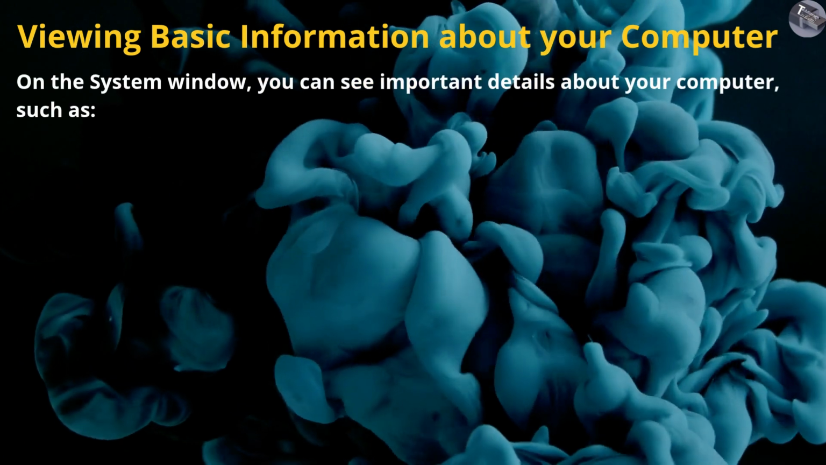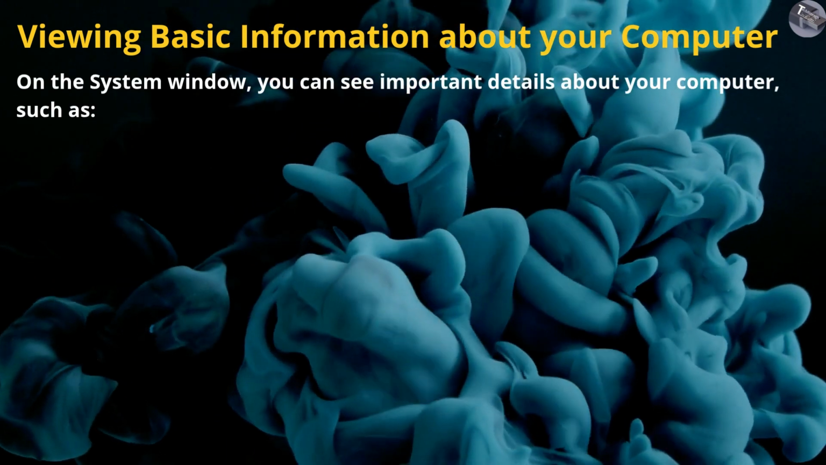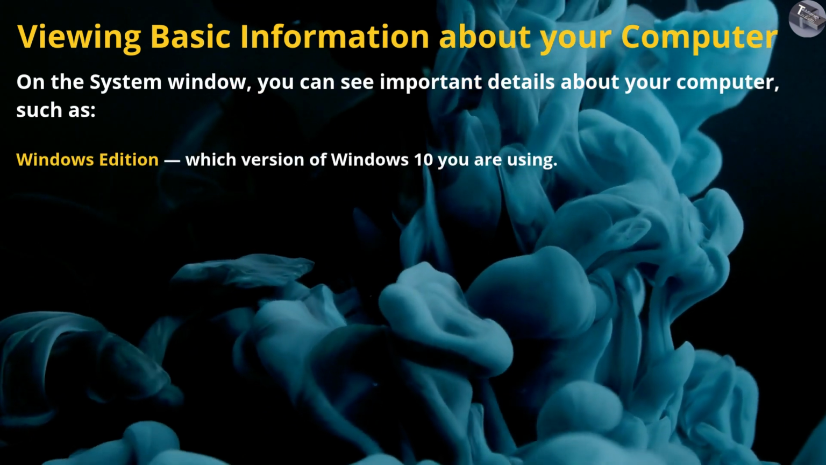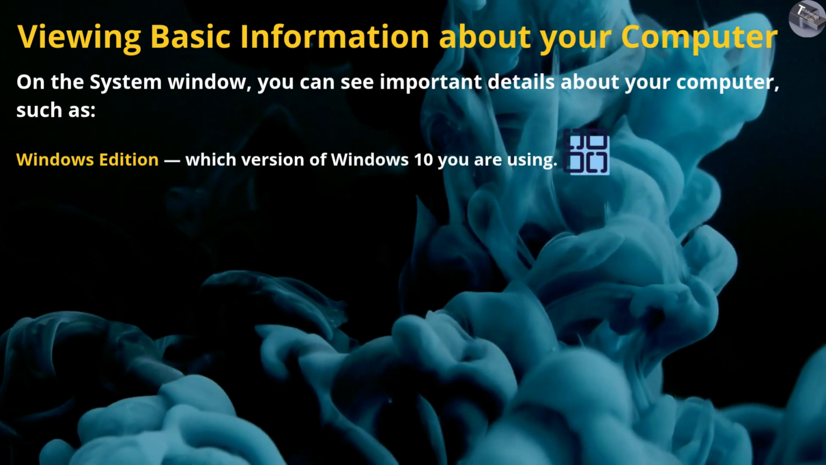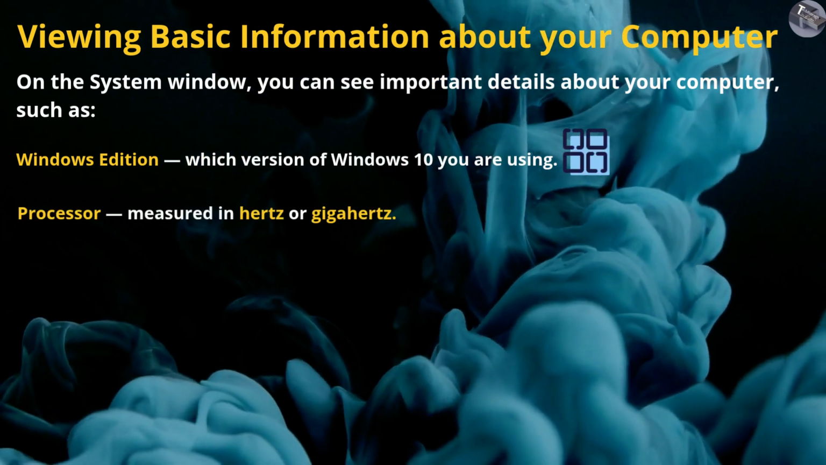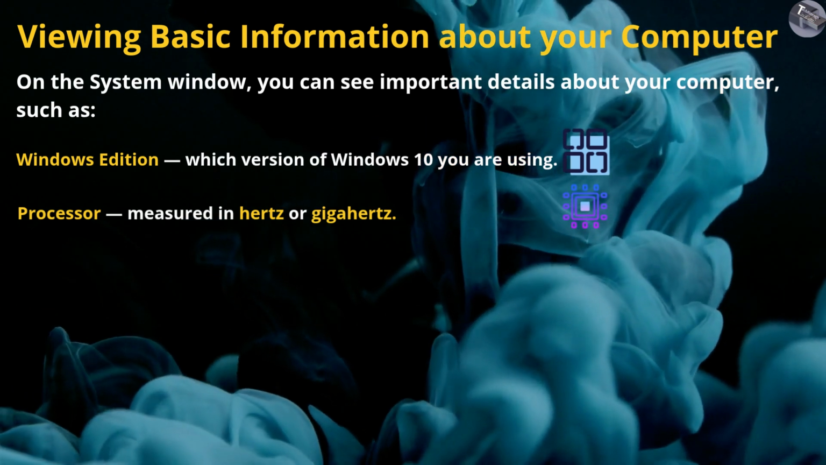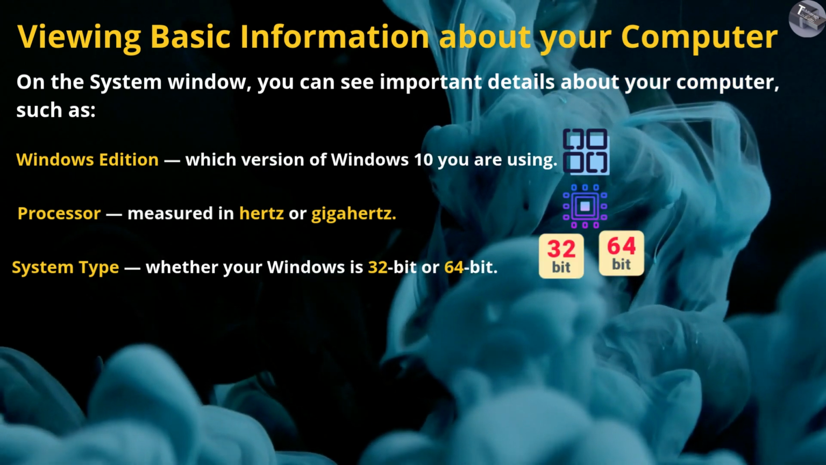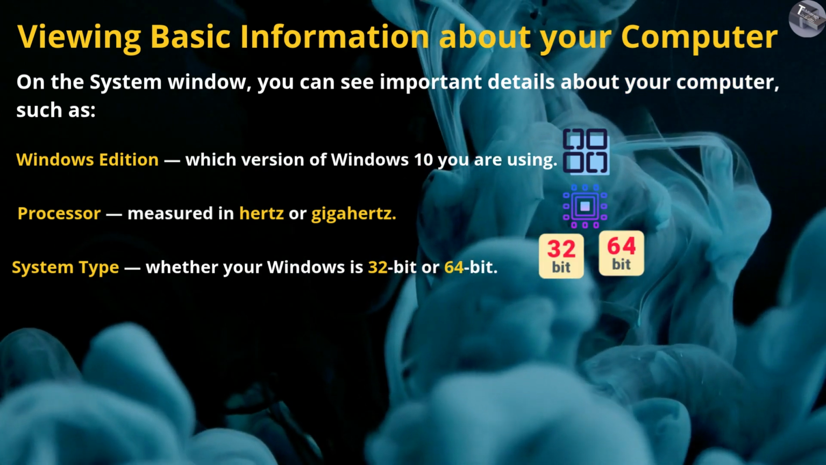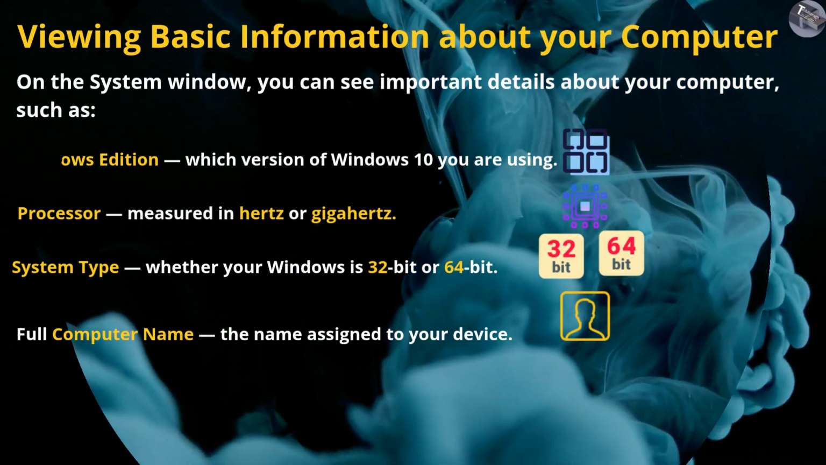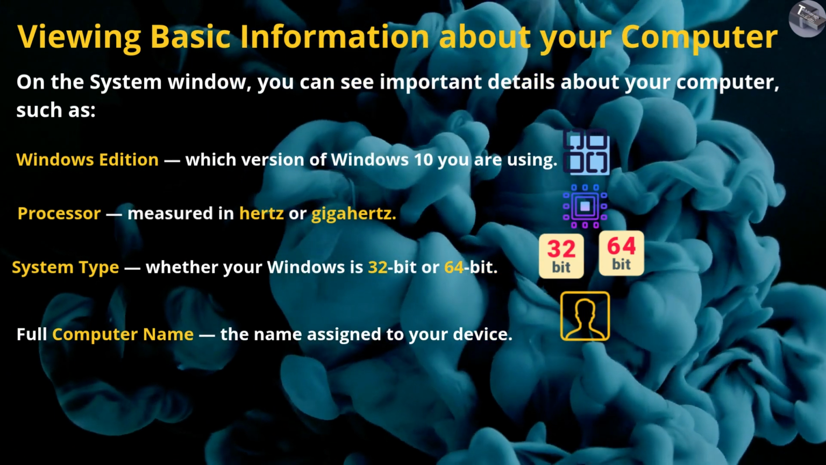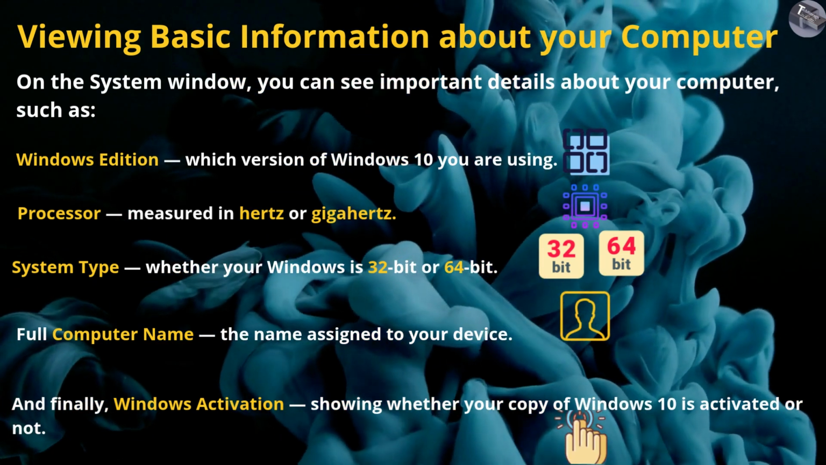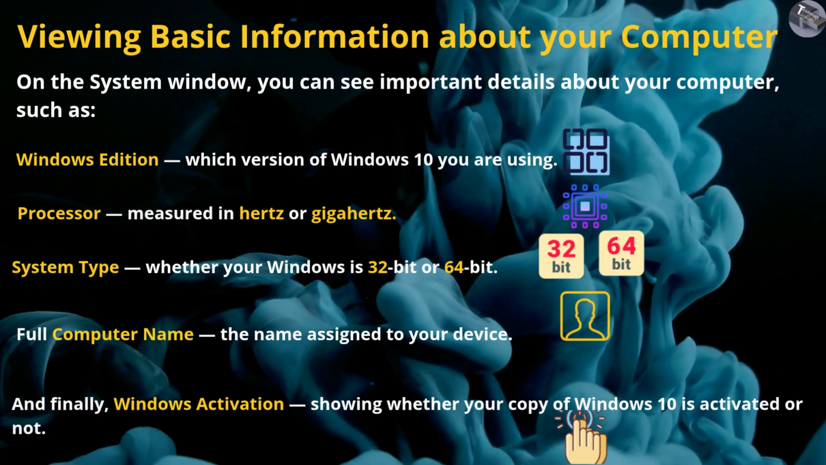On the System window, you can see important details about your computer, such as Windows Edition, which version of Windows 10 you are using, processor, measured in hertz or gigahertz, system type, whether your Windows is 32-bit or 64-bit, full computer name, the name assigned to your device, and finally Windows activation, showing whether your copy of Windows 10 is activated or not.